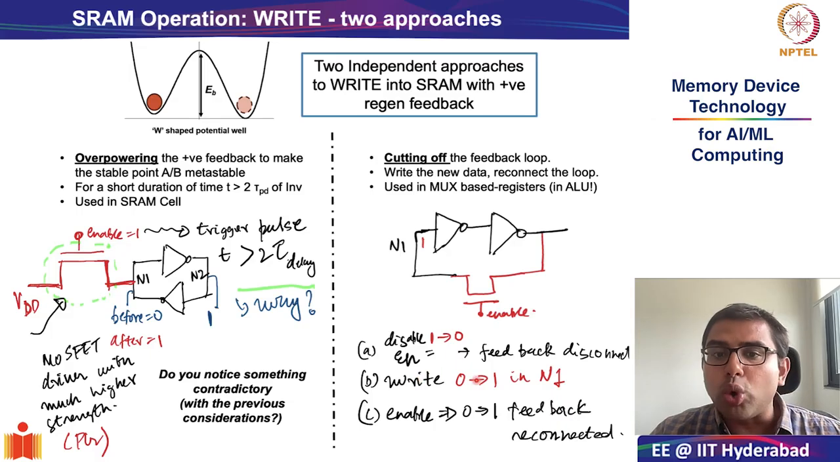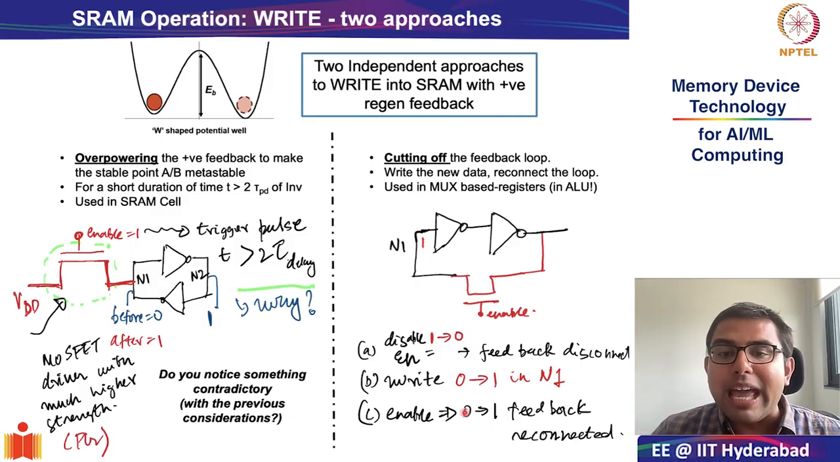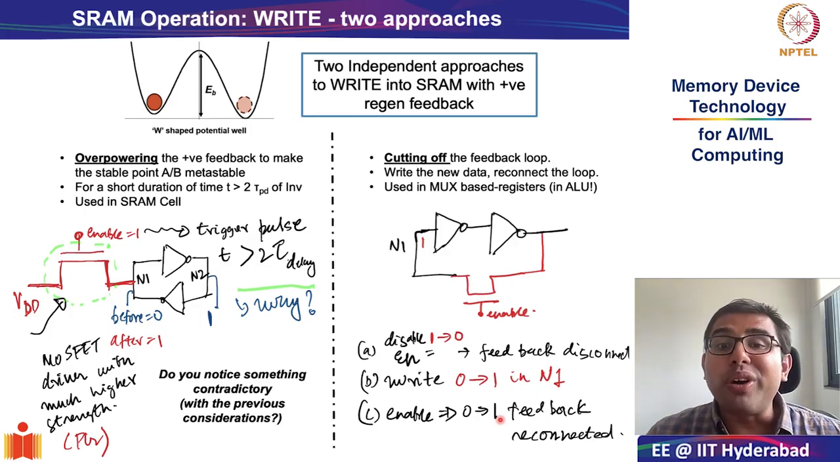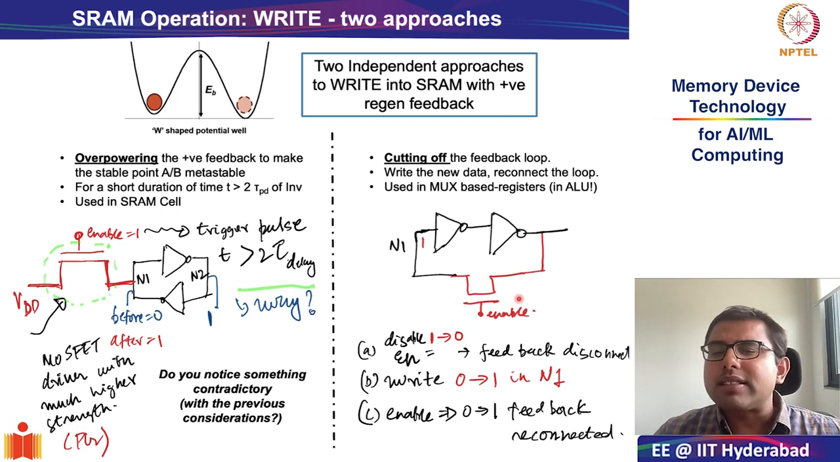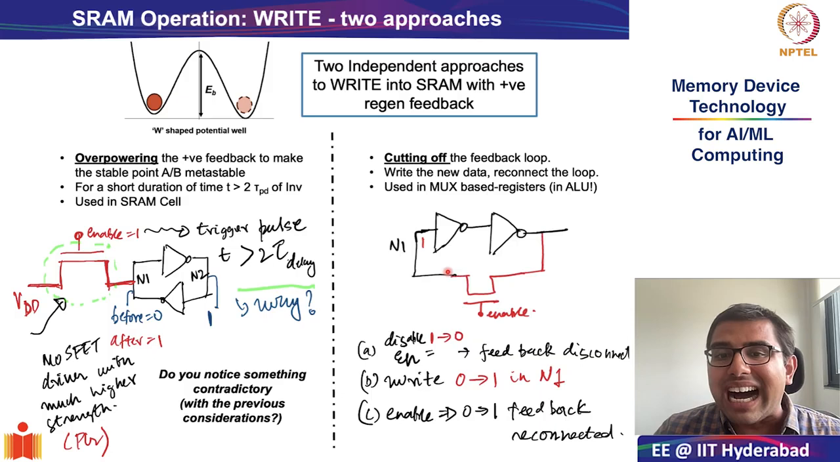So you write from 0 to 1. Earlier you had a value of 0. You make it 1. And now you restore the feedback by putting the enable signal of the MOSFET, which was connected to the feedback loop, from 0 to 1. After the feedback gets reconnected, your memory effect is restored again. Very interesting technique, but as you can understand, this will be a slightly complicated technique because now you're using another MOSFET to enable and disable the feedback loop.